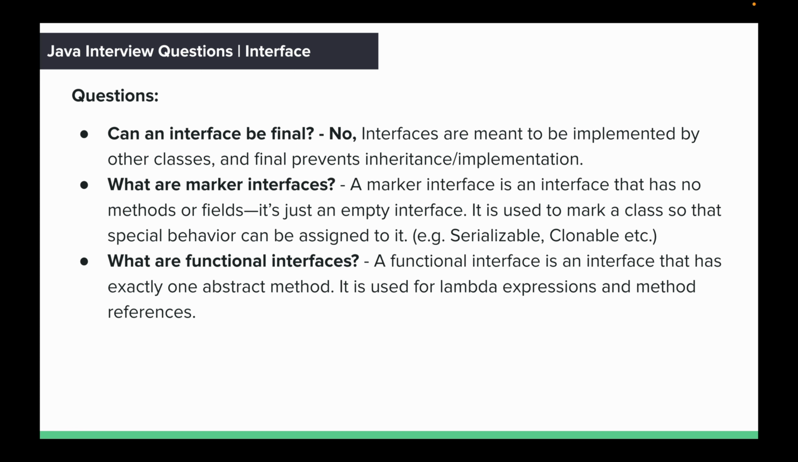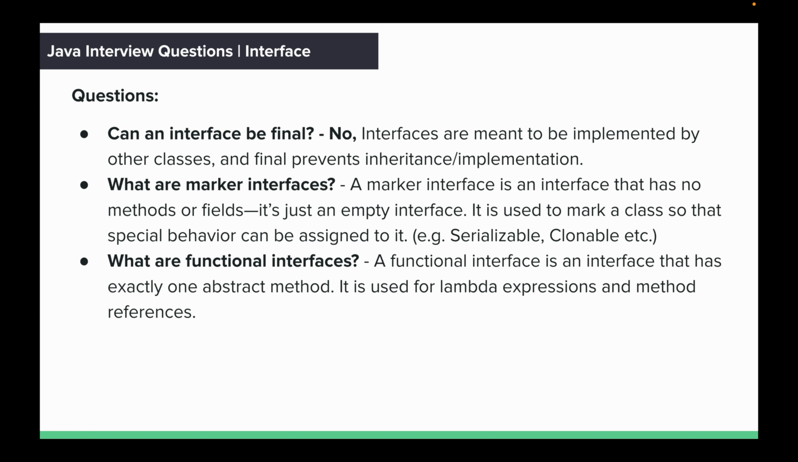With the help of these marker interfaces, we can achieve some special behavior in certain scenarios. Maybe we will cover this particular topic in the next sessions, but the scope of the marker interface is just an empty interface. Then the next question is, what are functional interfaces? Functional interfaces are nothing but interfaces having exactly one abstract method, and these are mainly used while we work with lambda expressions. We have already seen these.